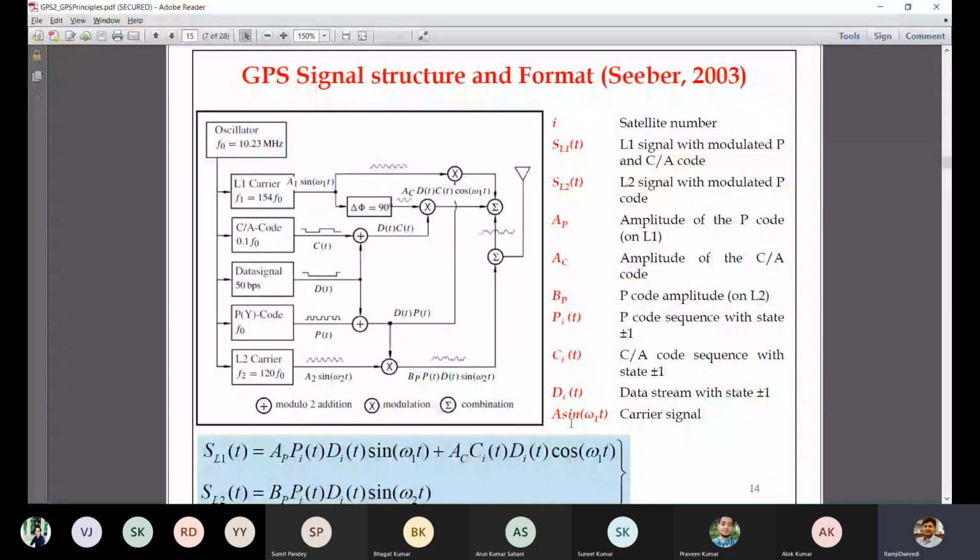Everything is written. Just take a look. Just let me know if you have any confusion.